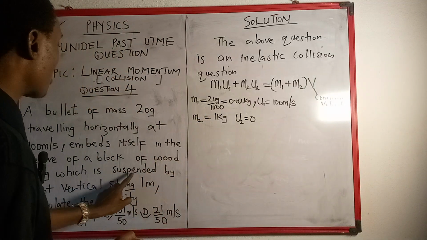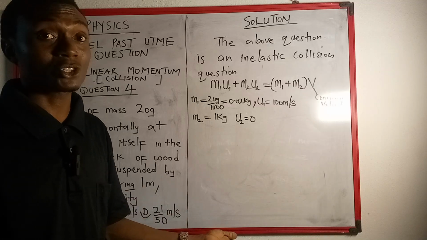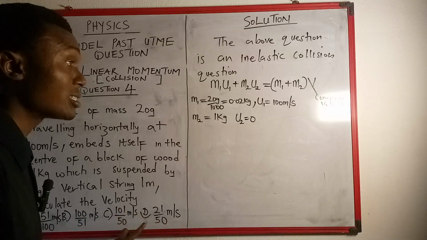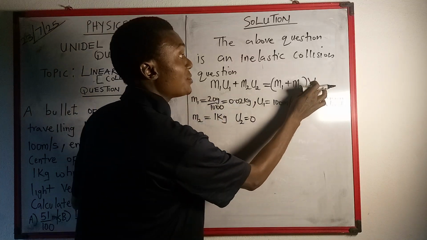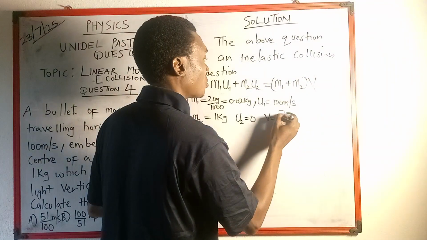Now, go back to the question again. Block of wood which is suspended by a light vertical string 1 meter. That was not really necessary, so we don't need it. Calculate the velocity. What you're looking for is our V, the common velocity. So our V is question mark.